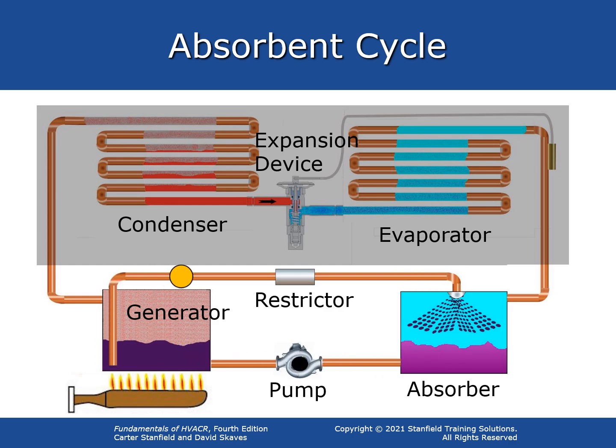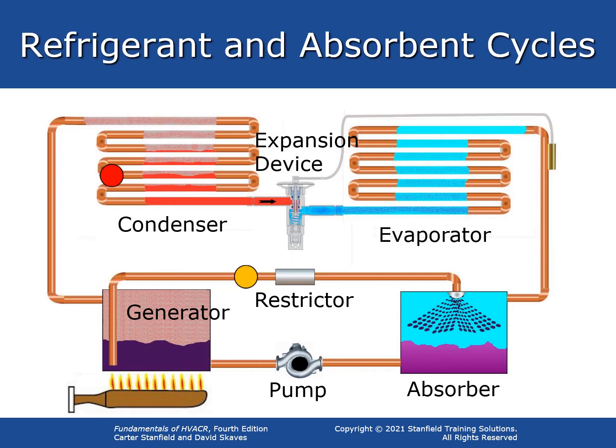Note that the generator, absorber, and solution pump are part of both cycles. The solution restrictor and its piping are only involved in the absorbent cycle. In this slide, we see both the refrigerant cycle and the absorbent cycle working at the same time together.